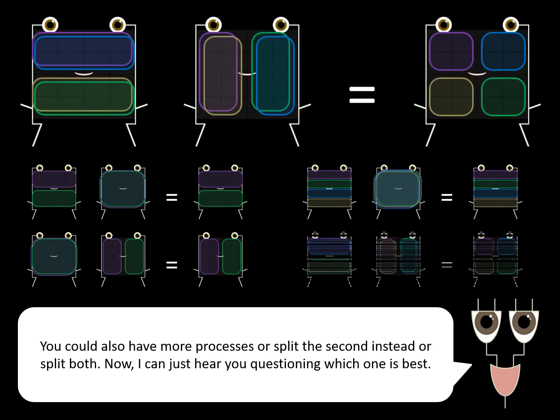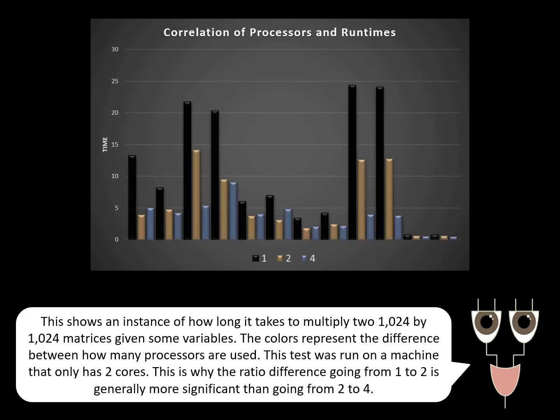Now I can just hear you questioning which one is best. This shows an instance of how long it takes to multiply 2 1024 by 1024 matrices given some variables. The colors represent the difference between how many processors are used. This test was run on a machine that only has 2 cores. This is why the ratio difference from 1 to 2 is generally more significant than going from 2 to 4.